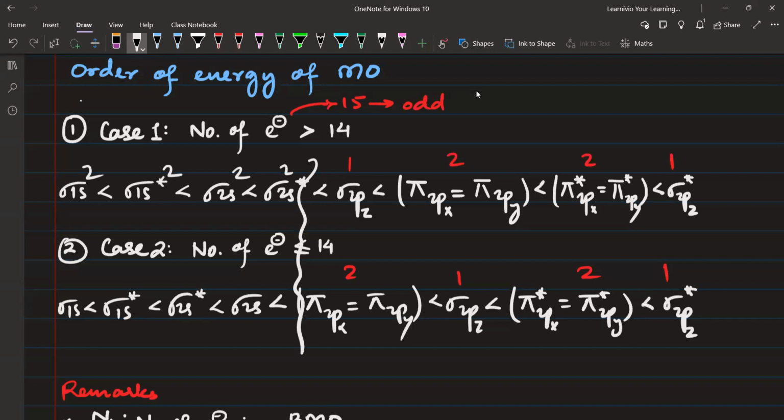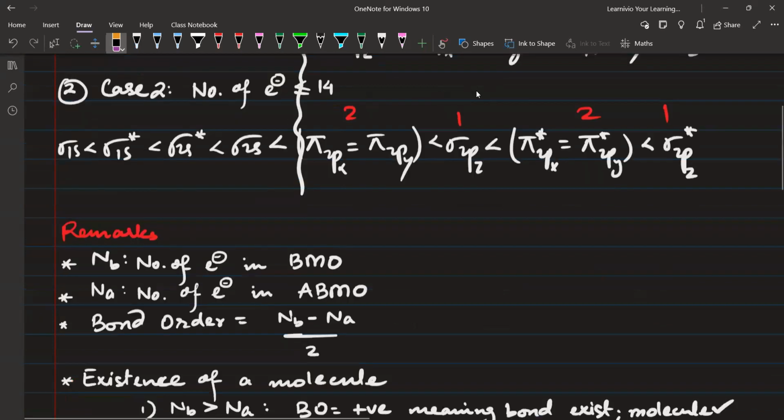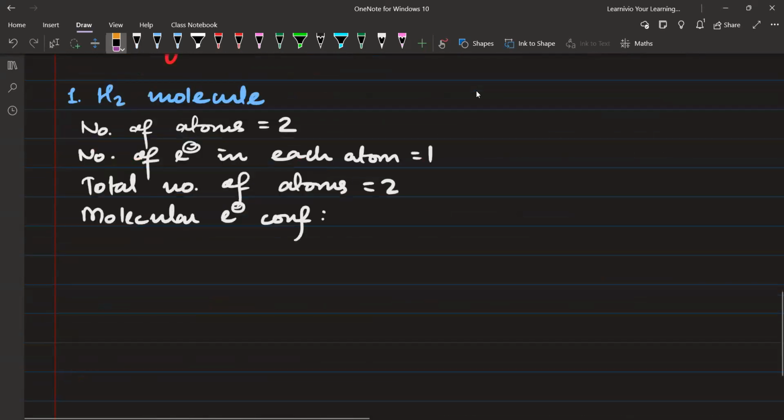That means I don't have to worry till what? How many electrons? 2, 4, 6, 8 electrons. I don't have to worry about case 1 or case 2 till 8 electrons. Does it make sense? Yes or no? Please tell me. That means the molecular electronic configuration is going to be sigma 1s2. Does this make sense? Yes or no? Please tell me.